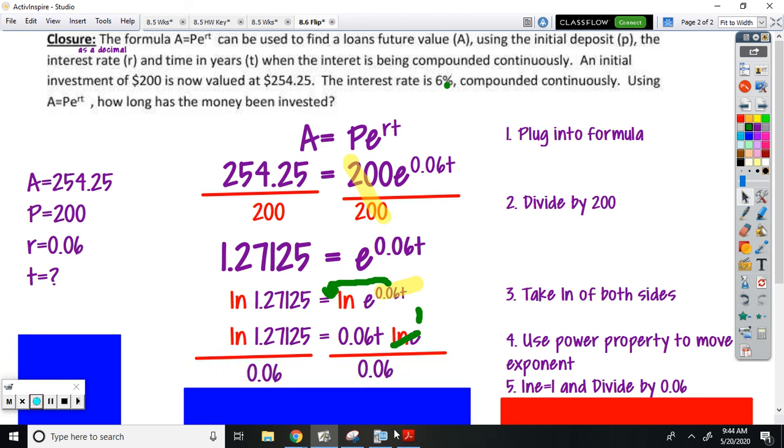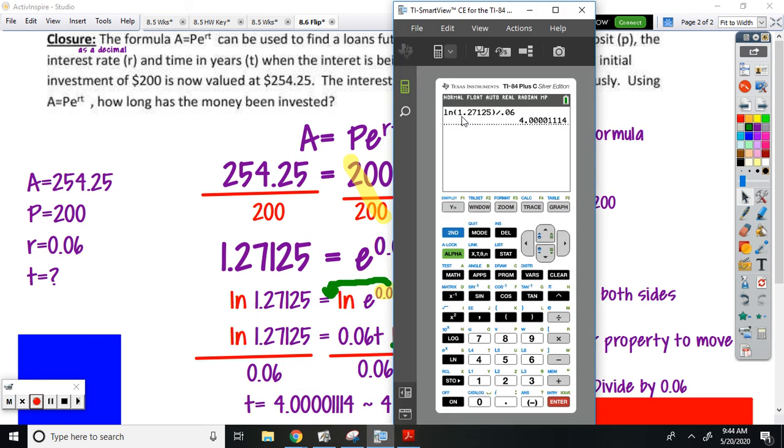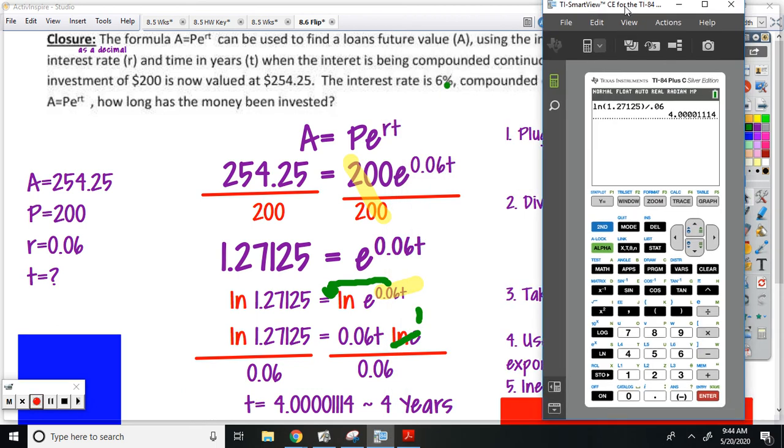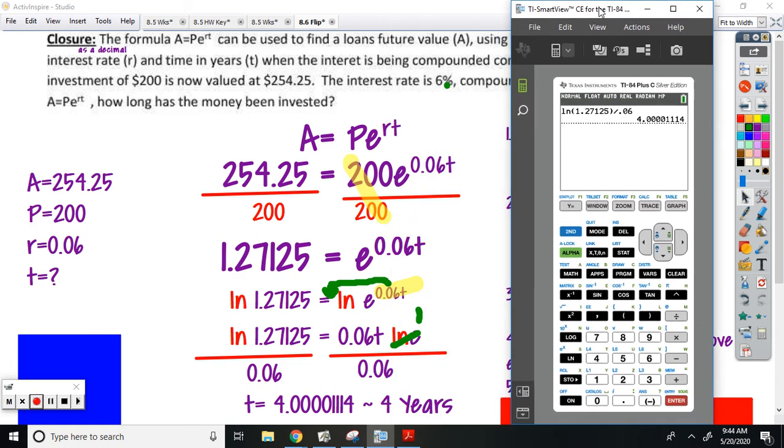And then this goes straight into our calculator. So we'll do the natural log of 1.27125, close your parentheses, divide it by 0.06, and we'll get this as our answer. So that is approximately 4 years that we would need to leave our money sit at that interest rate.